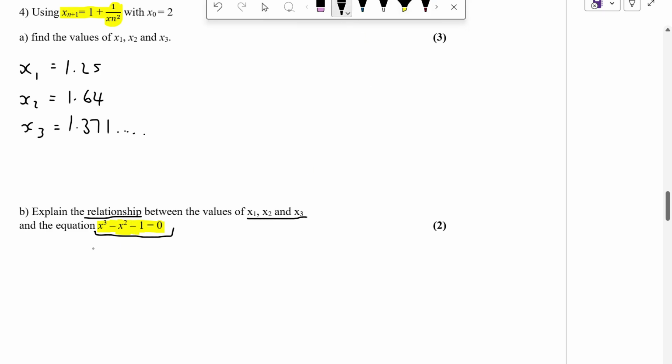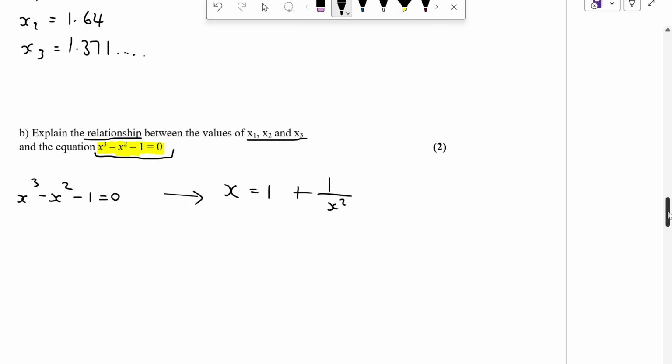Okay, so first step, we need to rearrange whichever equation they give us to make it look like this. So we've got to go from x cubed minus x squared minus 1 equals 0 to this here. So wherever you see this n minus 1, this n, just get rid of that. So think of it as x equals 1 plus 1 over x squared. Okay, that's what we got to do.